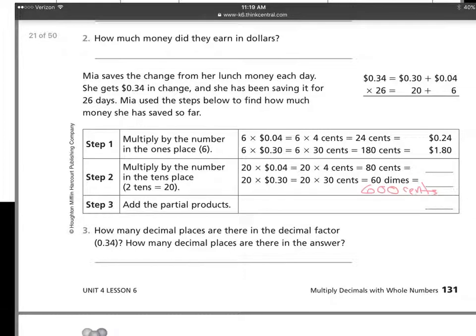If you divide 600 by 10, you could cross one of those zeros out, and you'd have 60 tens, and a 10 is a dime. A dime is 10 cents. So 60 tens is the same as 60 dimes. That's where they're getting that from.